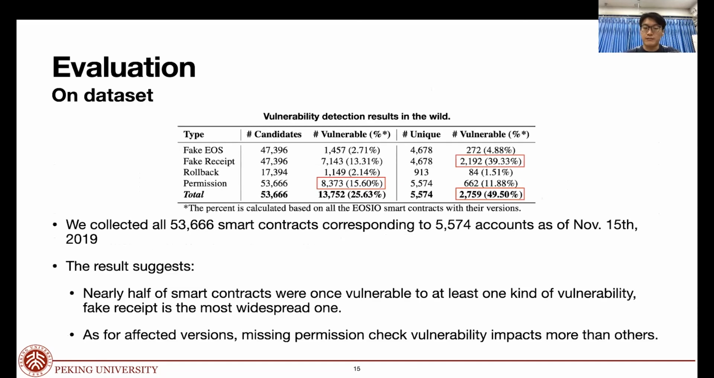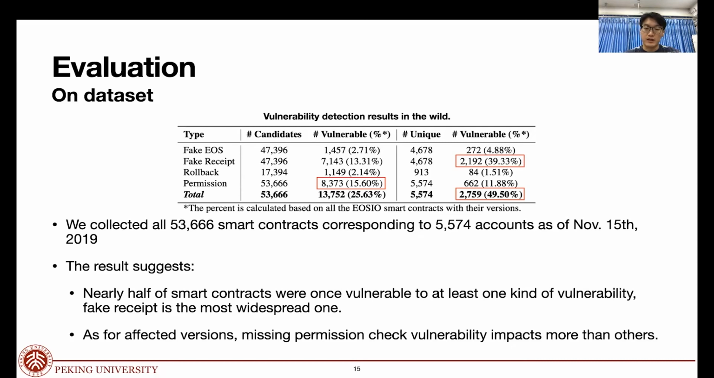After proving the performance of EOSAFE, we evaluated it on our dataset, which includes all the contracts deployed before mid-November 2019, more than 53,000 versions of 5,000 contracts. A contract corresponds to multiple versions here because contracts in EOSIO are updatable. We collected all their versions. Here are some interesting results.